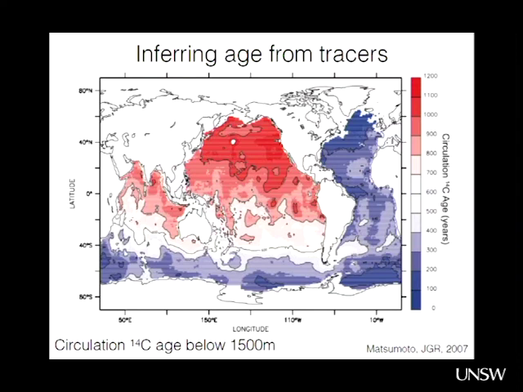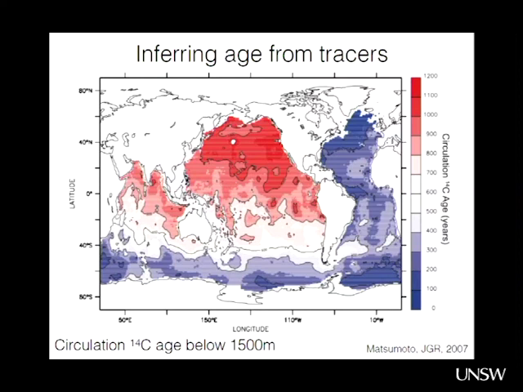So it's a similar idea to the little movie I showed you before with the little squiggle that was going everywhere. But this is in observations. What they did, they took all the measurements of carbon-14 and they made a plot of the age. What it shows is blue is quite young, up to several thousand years old for the red. And you can see that the young stuff is around the Southern Ocean and coming from the North Atlantic. So that fits with our idea of where the sinking happens.